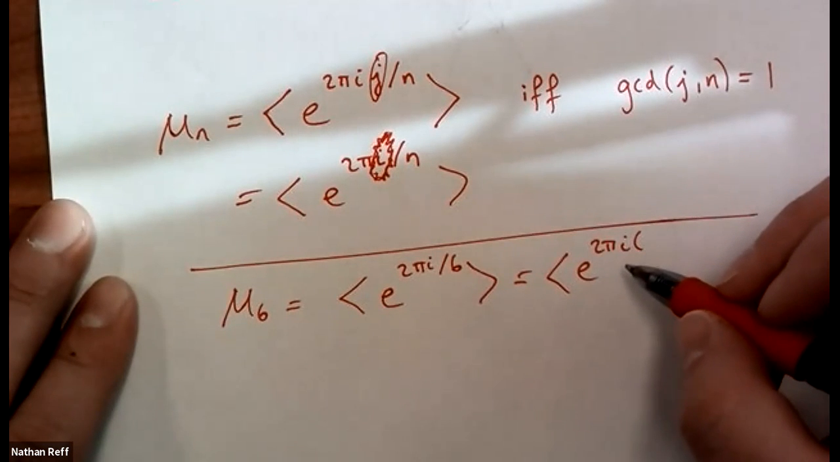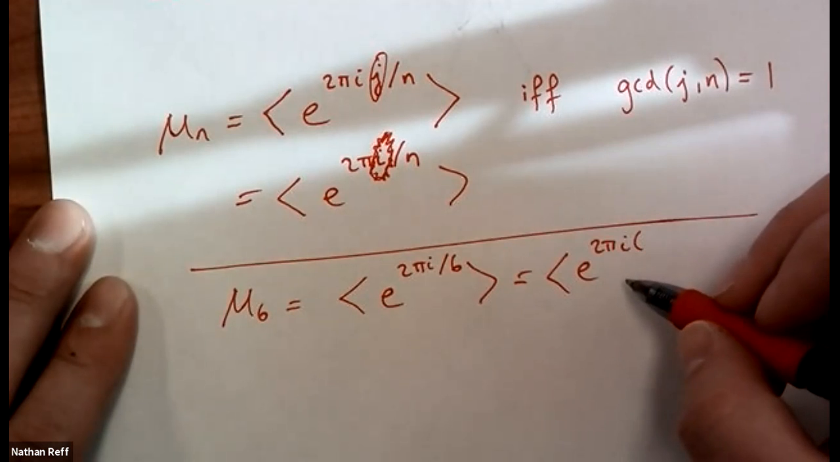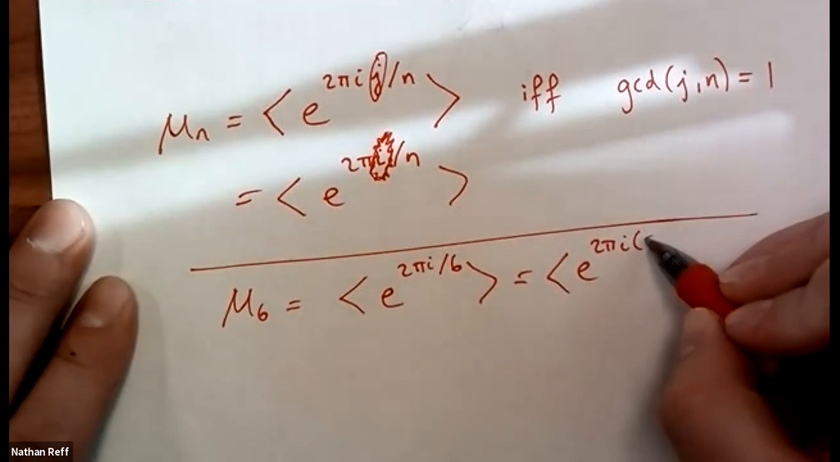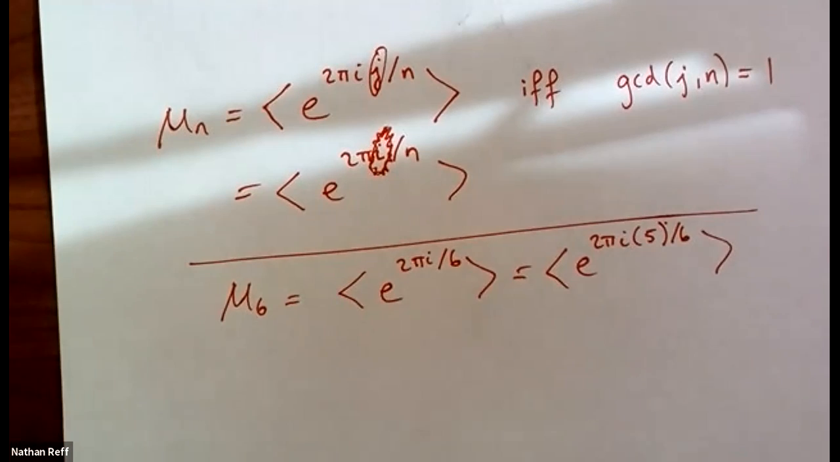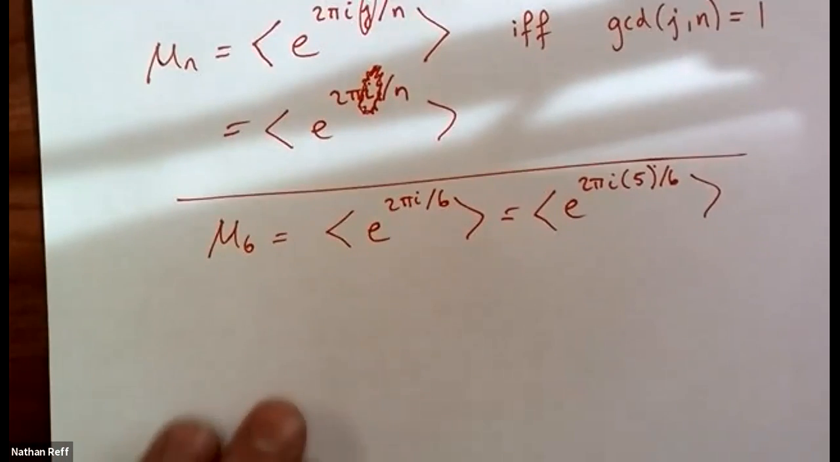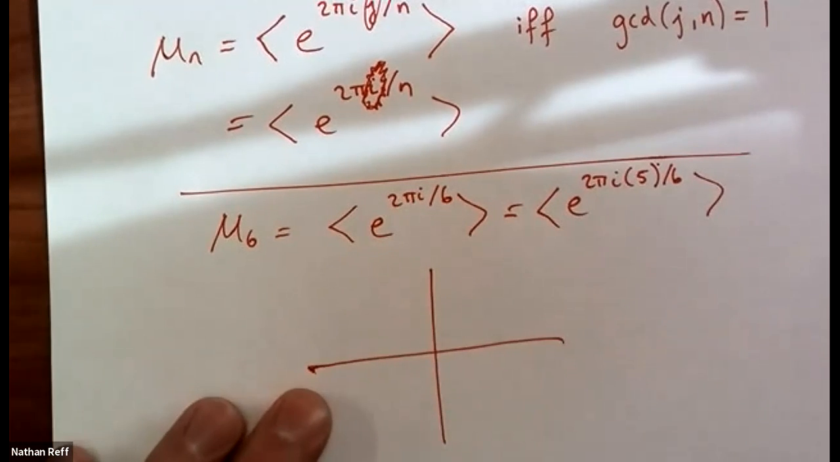Yeah, 2, 3, 4, 5. You can only put relatively prime. So in this case, you only get 2, right? Okay. I think that makes sense. If you look at that geometrically, how would you graph that?